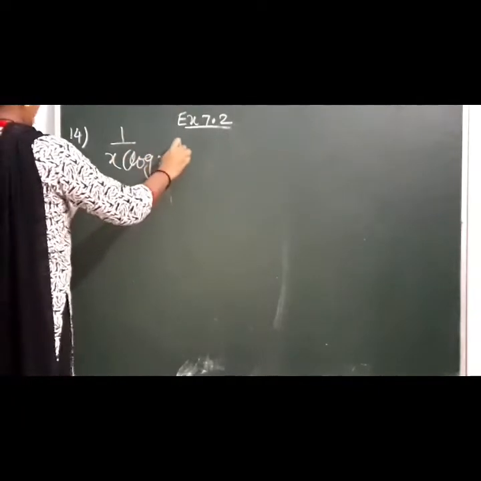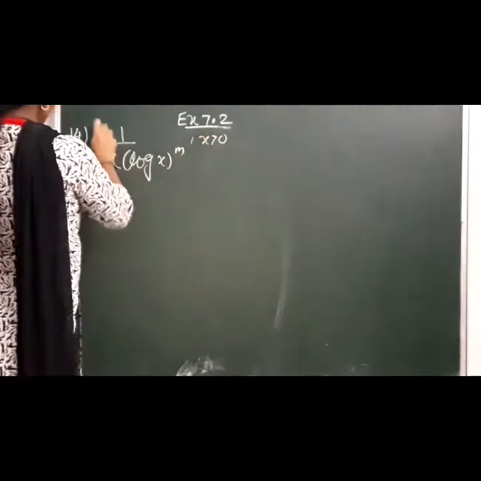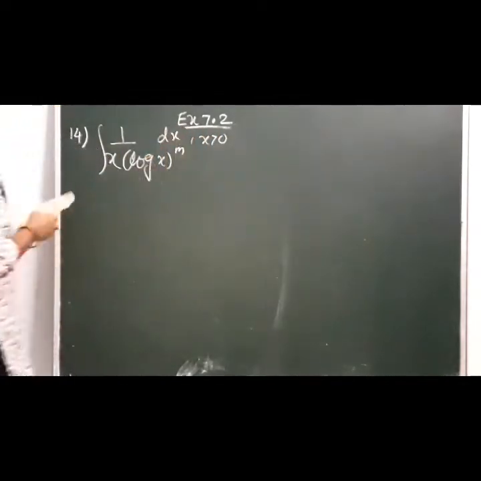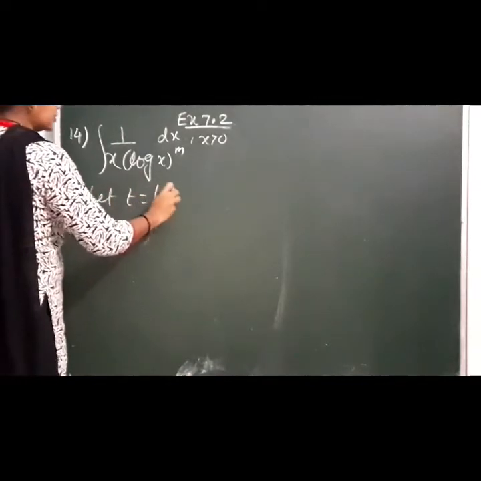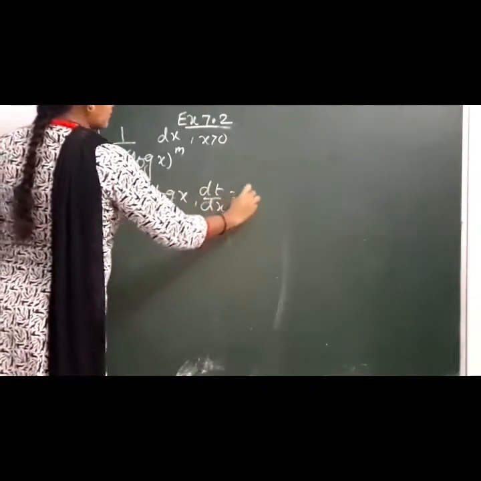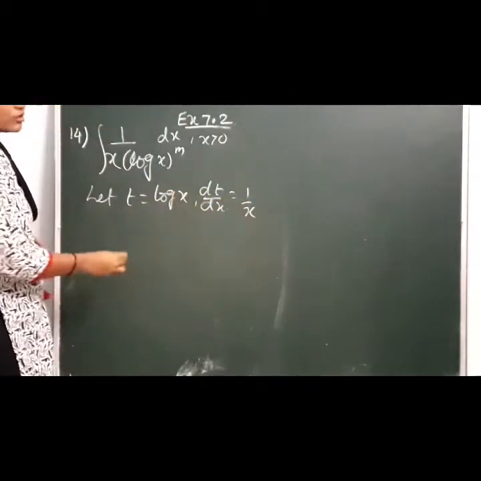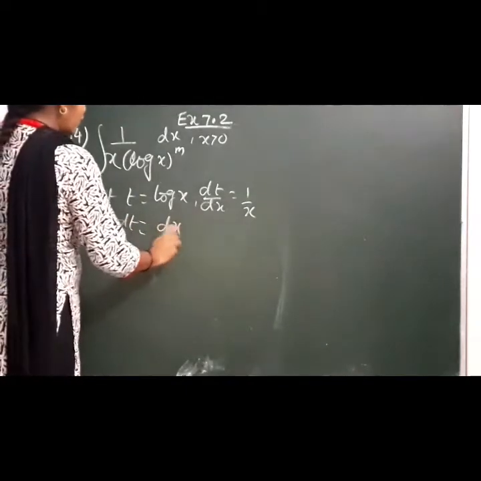So question number 14 is 1 by x (log x) to the power of m. What is given here? x is greater than 0. So we have to put the dx and integrate. What will we put? Let t is equal to log x. So dt upon dx, the differentiation of log x is 1 by x. So it will become dt is equal to dx upon x.